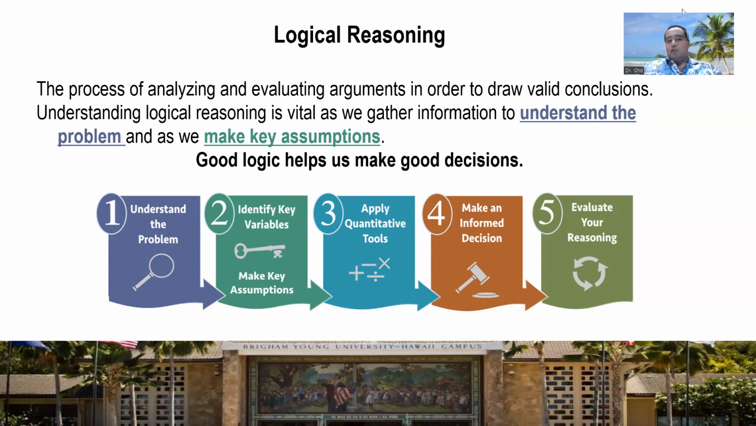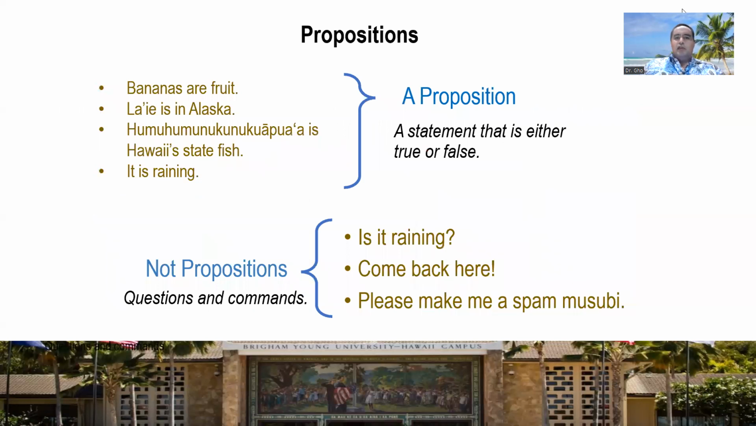Then you can apply whatever quantitative tools you have. The more tools you have, that gives you more options. And based off of that, you make an informed decision. And then you go back and you evaluate your reasoning. Looking at how to help us make decisions, we'll look at some logic today.